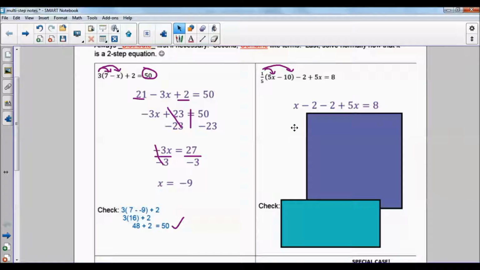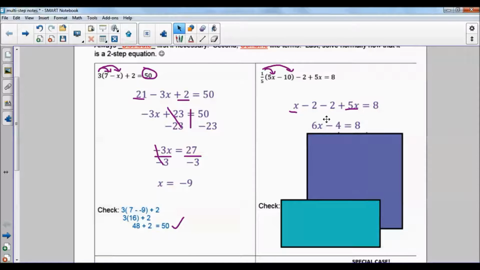Okay, so now that we have that, we're going to combine our like terms. So if we're looking at our x values, we have 1x here and then we have 5x's there. So altogether we're going to have 6x's. And then -2 and -2 gives us -4. So we combined like terms, x's, we have 6x, -2, -2, -4, equals 8.